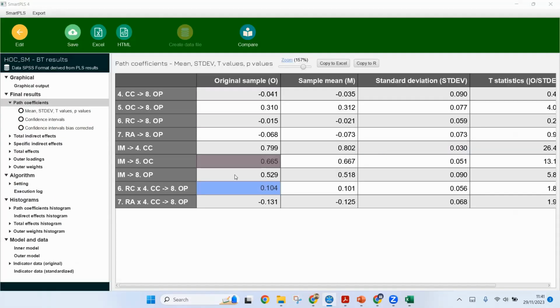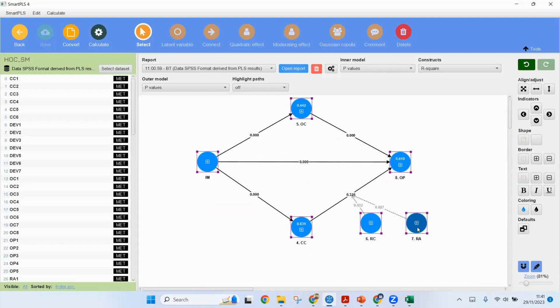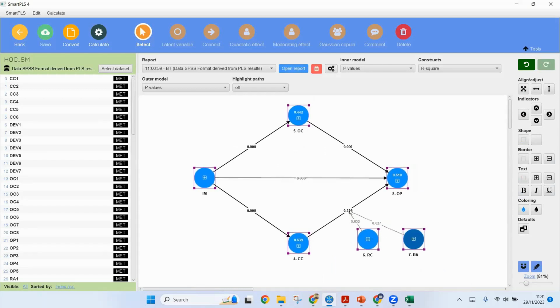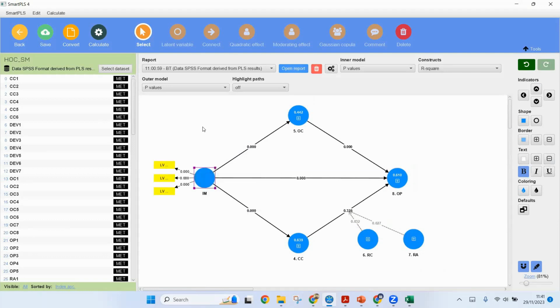Now, this was about a reflective construct and how to validate it and how to test your structural relationships if you've got a reflective construct. And in this case, we had one reflective construct, and that was internal marketing. Now, let's assume for the same model that this internal marketing is not reflective. Rather, it is reflective formative. So instead of reflective, I'm taking this higher order construct of IM as reflective formative.